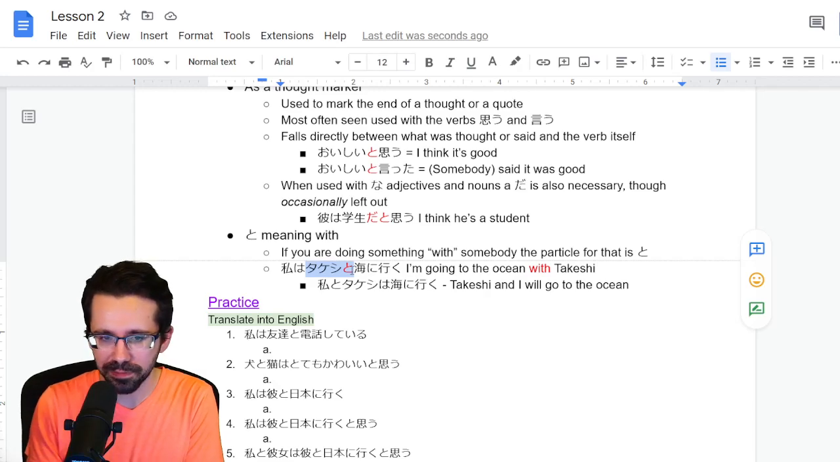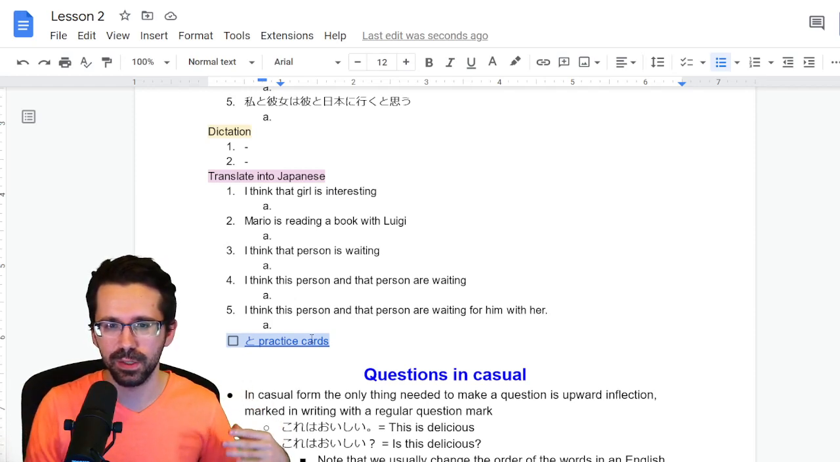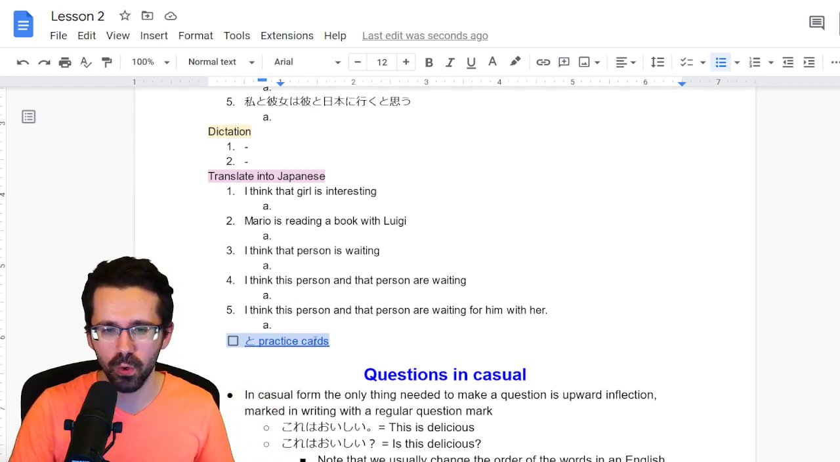There are some very good practice cards for these, so definitely try those out and get a nice good visualization of how the to particle works.